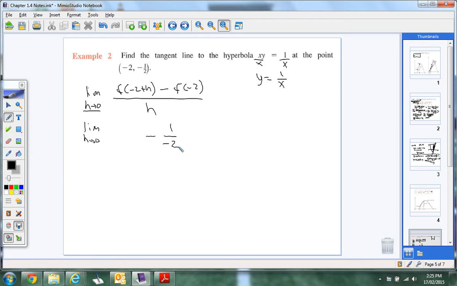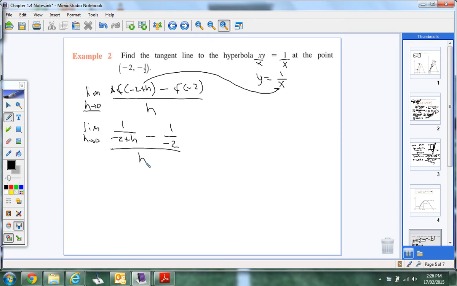What would this piece represent? What's that? Close. It'd be 1 over -2 plus h. I put this right there. Right? I put -2 plus h just in for the x. Just put it in right there. Okay, all over h, which we leave as h.